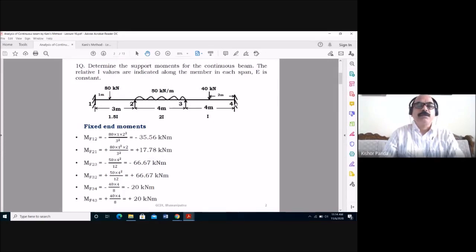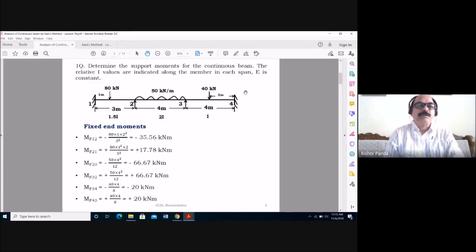This is a 3-span continuous beam with ends 1 and 4 fixed, having a load of 80 kilonewton at a distance 1 meter from support 1, and the length of the span is 3 meter. Then for span 2-3 the length is 4 meter, and for span 3-4 the length is 4 meter. In span 2-3 there is a UDL of 50 kilonewton per meter throughout the span, and in span 3-4 there is a concentrated load of 40 kilonewton at the midpoint.